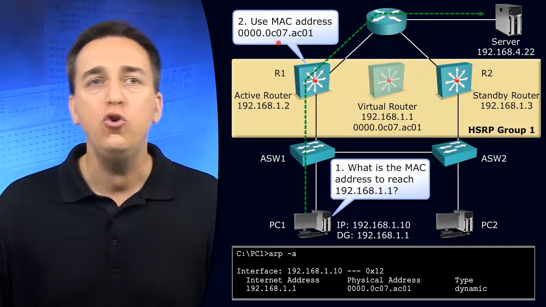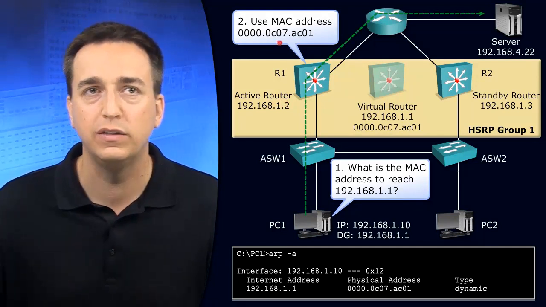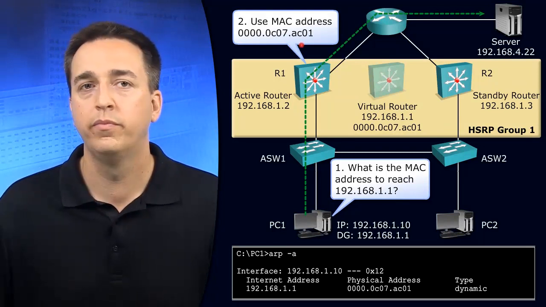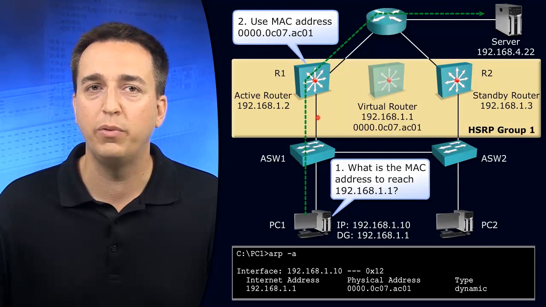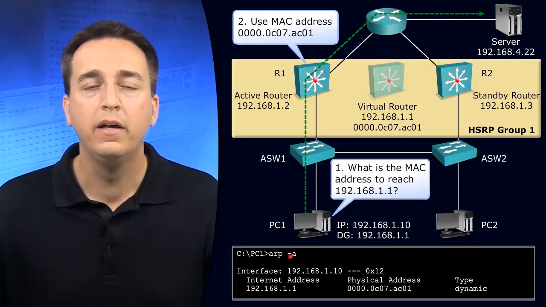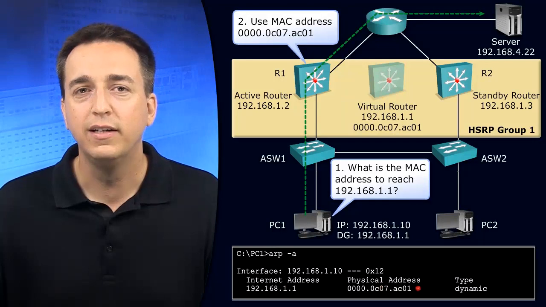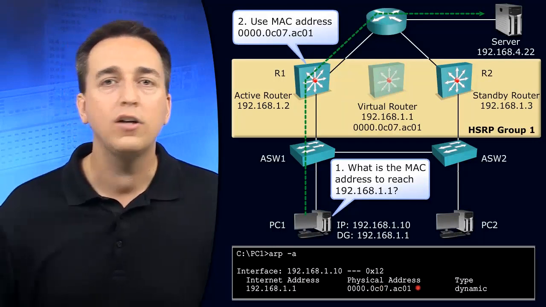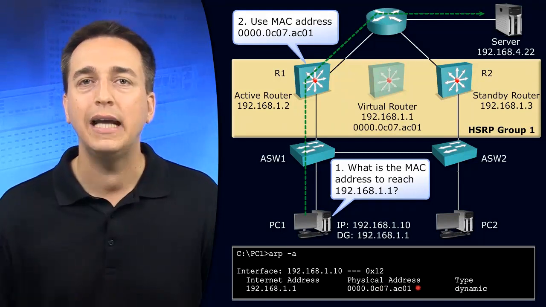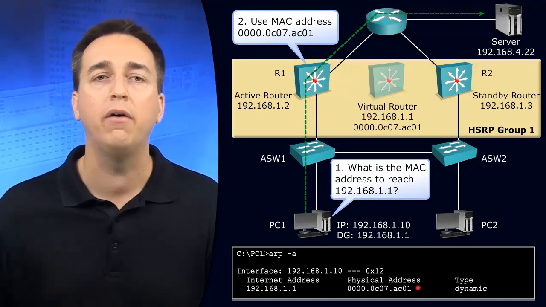So it says, hey, you can use this MAC address of 00000C07AC01 based on the ARP request that was sent. So the ARP reply comes back and PC1 places that information in its ARP cache. R2 will not respond to that ARP request in this case because it's the standby router.